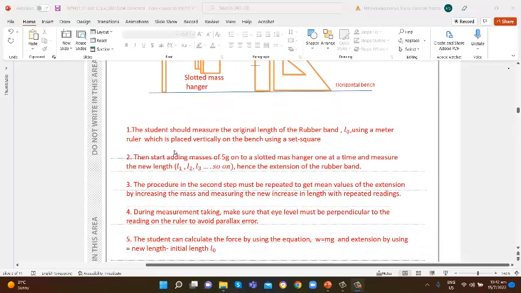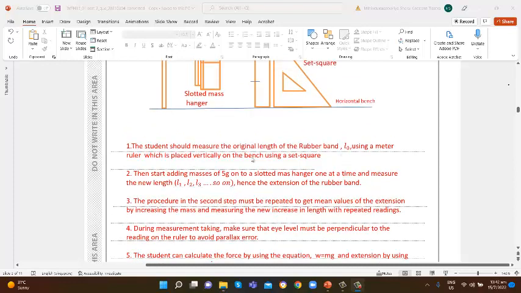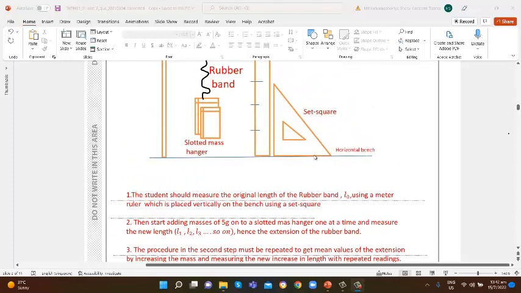Okay, so first, the student should measure the original length of the rubber band. We have to mention it is L0 for easy calculation, using a meter ruler which is placed vertically on the bench using a set square. So in one line you have written everything. Then you have to start adding masses of 5 g onto the slotted mass hanger, one at a time, and measure the new length L1, L2, L3 and so on.